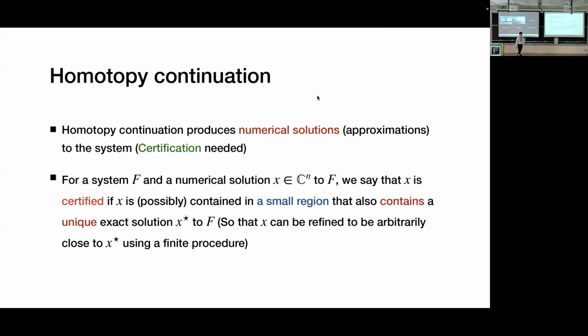unique solution. Okay. But what I want to say is this process will be done after you find the numerical solutions. So this is something like a posterior certification. This is post-processing. After you find the solution, you do this type of certification, and then you check that your solution is correct.